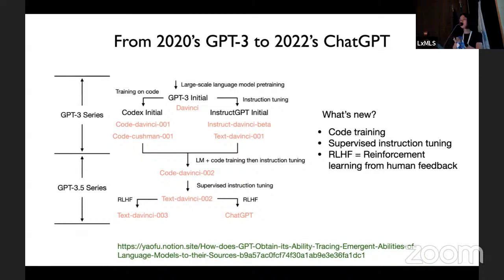The first is that people start to put code data into training language models. This is very surprisingly effective. The code data makes the language model training better, makes the model a better reasoner, better at reasoning. The second is they start to put in supervised instruction tuning. That means they have some instructions and completions, and they can do supervised training on top of the unlabeled pre-training. The third thing is that they start to use reinforcement learning from human feedback to learn from human preference data.